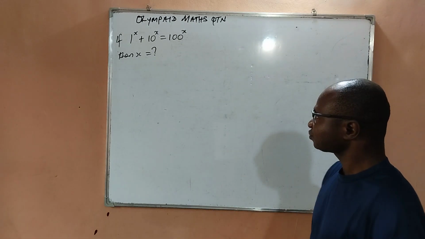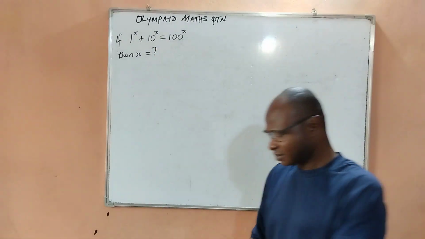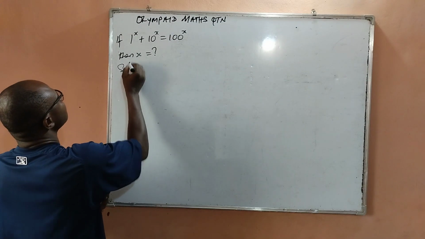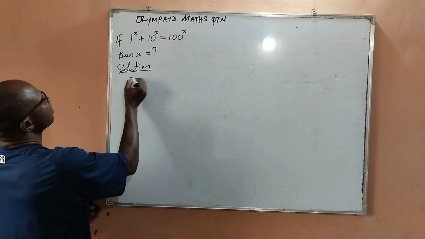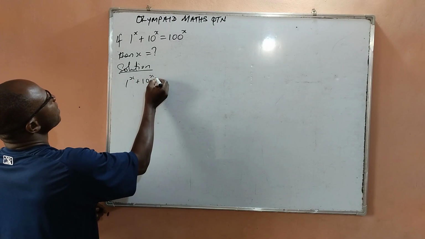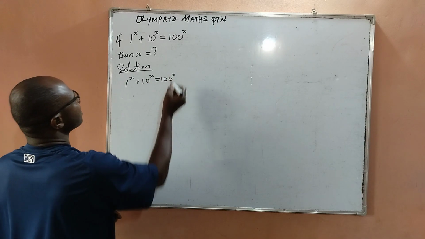Let's go on. You can see what we are given, and without wasting time, we dive into the solution. Given 1 raised to power x plus 10 raised to power x equal to 100 raised to power x.